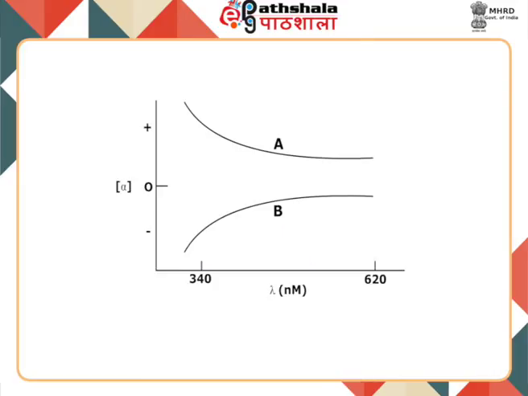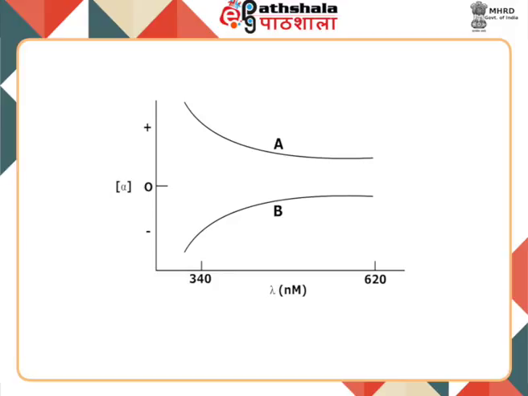Usually two types of plane curves are observed. Plane positive optical rotatory dispersion curves. Graph A represents a plane positive ORD curve. Plane positive ORD curves are obtained when the specific rotation increases with decreasing wavelength. In other words, clockwise rotation is plotted positively.